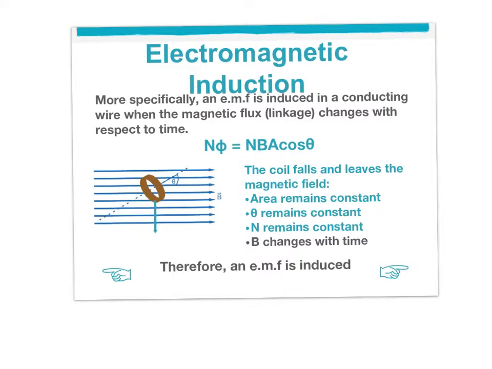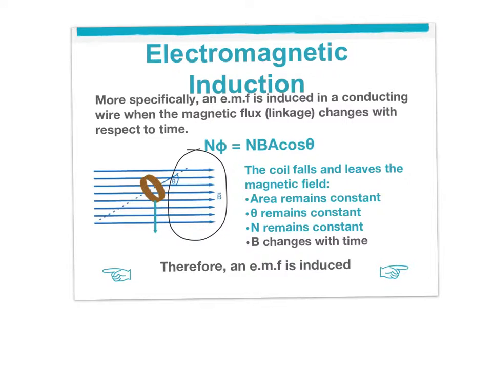Okay, so let's get back to induction, the producing of a current. Electromagnetic induction, or more specifically, an EMF, is induced in a conducting wire when the magnetic flux linkage changes with respect to time. This is what makes electricity flow, or induces a current to flow through a conductor. The fact that you are cutting lines of flux, and the speed at which you do it, is also very important.